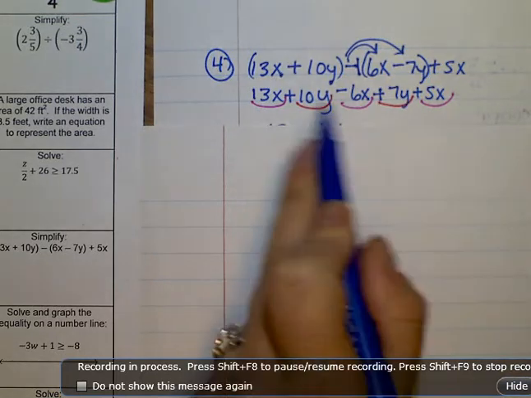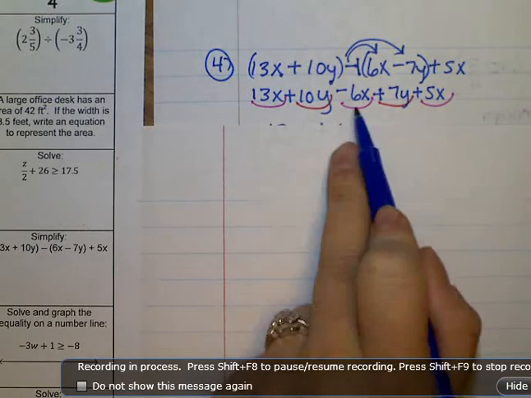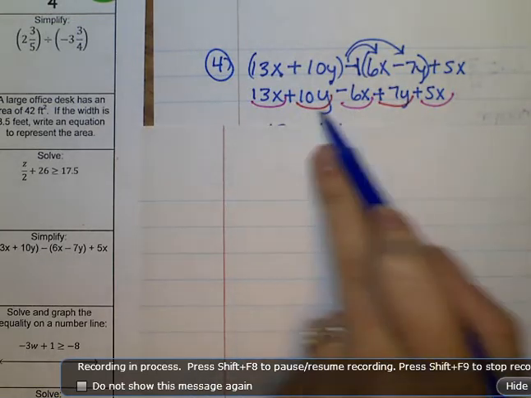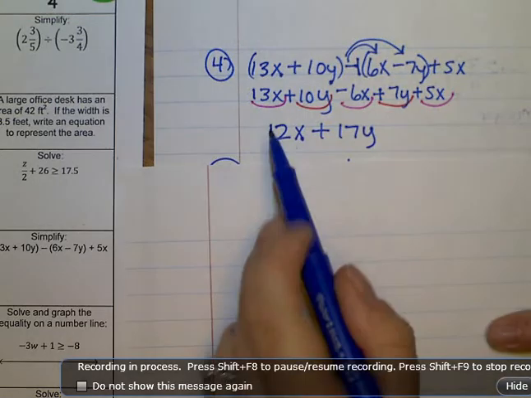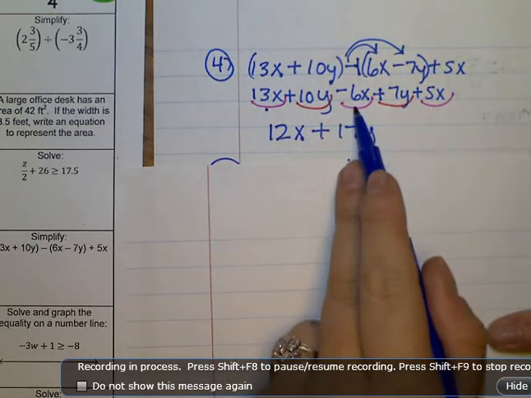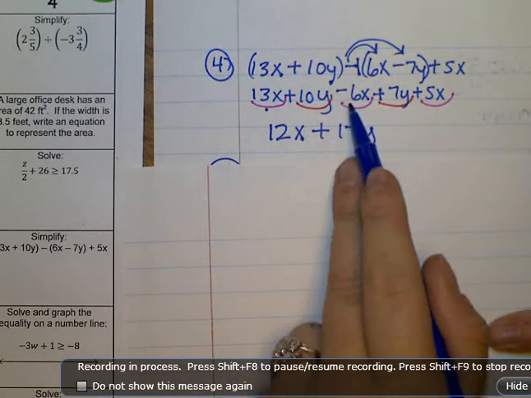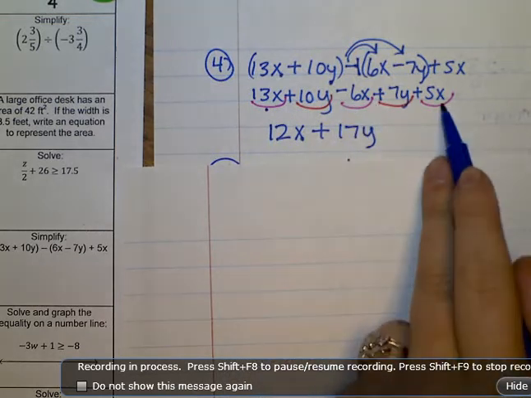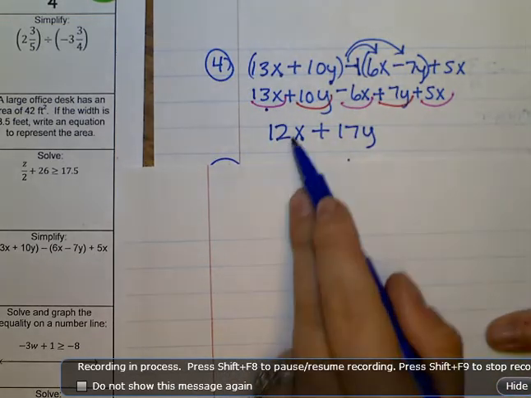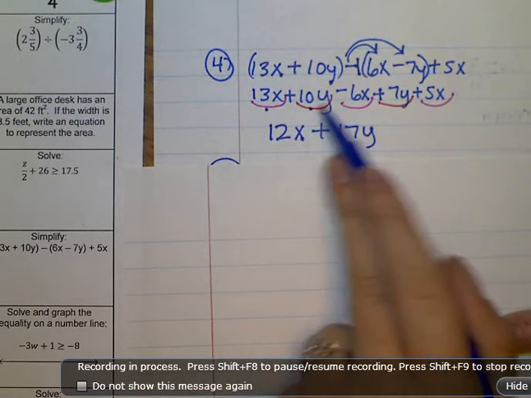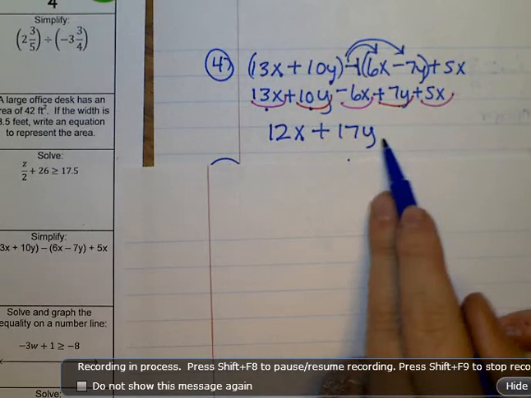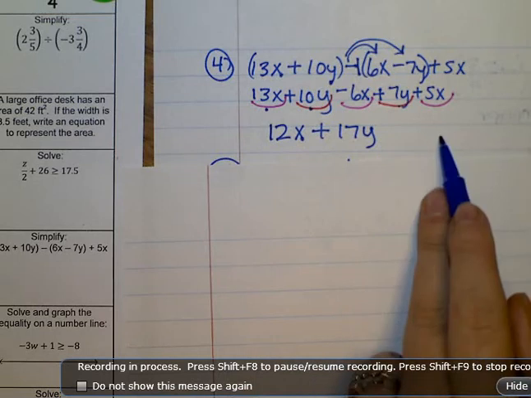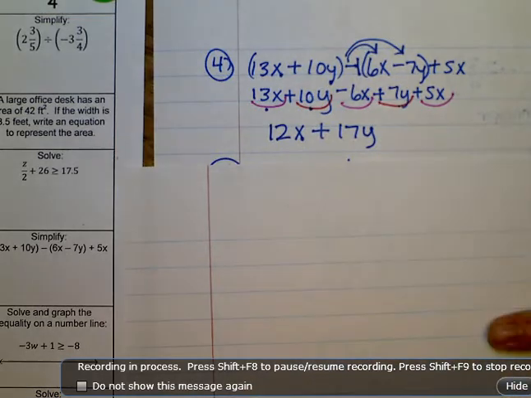So as you can see, I colored all of my x's pink and my y's red. And I'm going to combine all of my x's, which are the pink ones. 13 minus 6 is 7. 7 plus 5 is 12x. And then I did the same for my y's. 10 plus 7 is 17y. And you can see it's alphabetized. And then there's no constants, but if there was a constant, it would be in the back. The constants are the caboose.